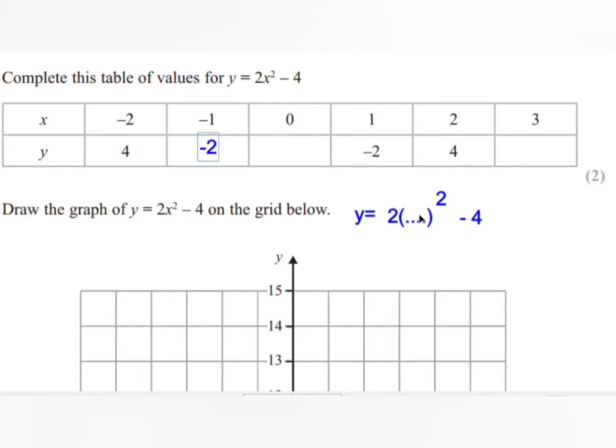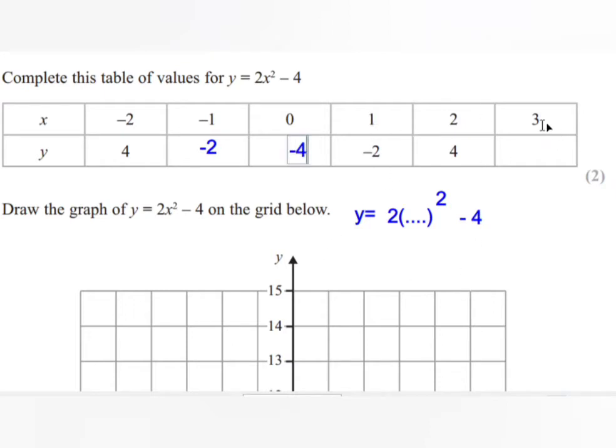Now, let's move on using 0 instead of x. We put 0 here. 0 squared equals what? Very good. 0 squared equals 0. And then 0 multiplied by 2 equals 0. Very good. And then minus 4, it's going to be minus 4. So we put minus 4 here. Good. Now, these are answered.